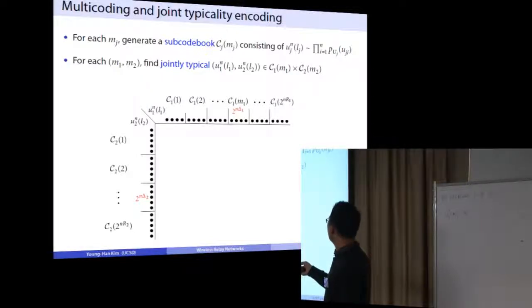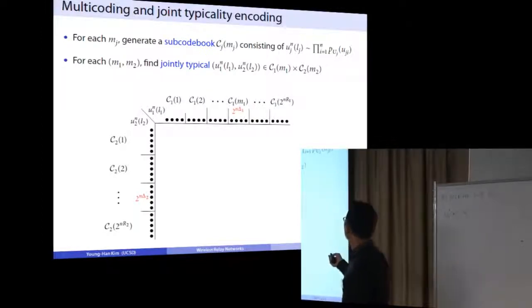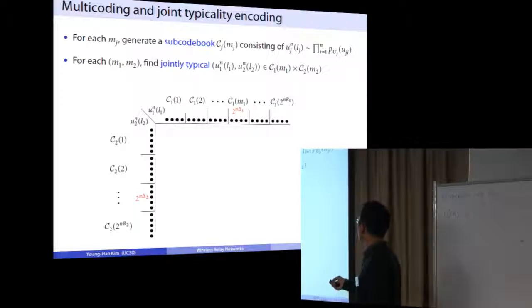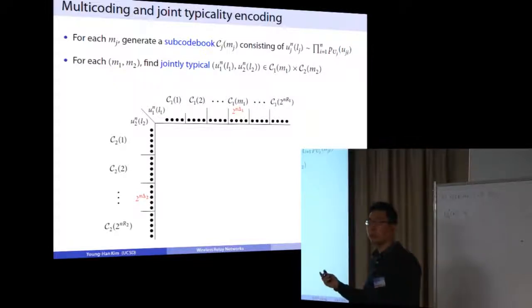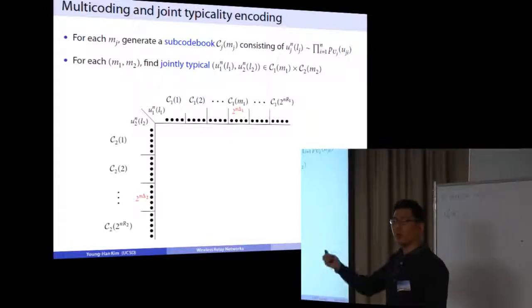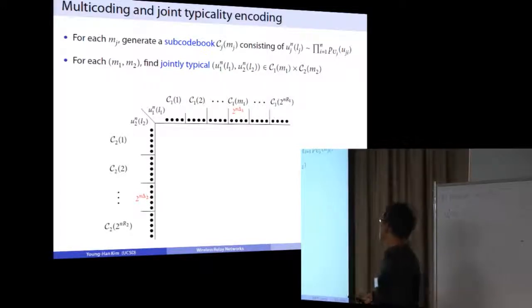For each message, we not only generate a single code word, but we generate multiple code words, indexed by L. So instead of generating 2 to the NR code words, we over-generate many code words and assign 2 to the N delta many of them to each message. We do it for M1 and we do it for M2. Once again, instead of generating a single code word per message, we are generating exponentially many code words.